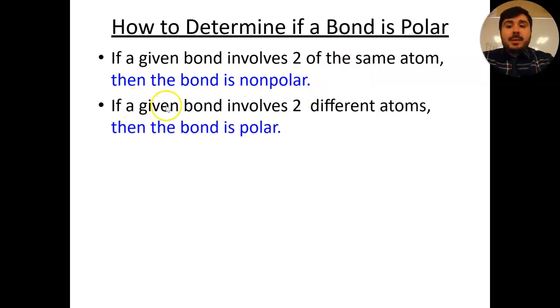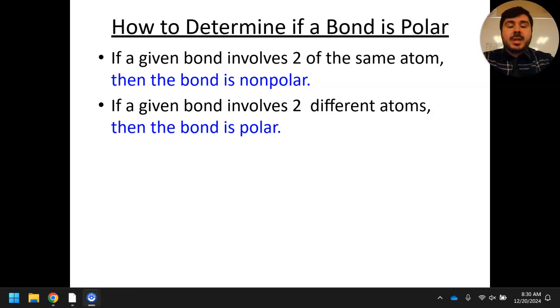That's it. If a given bond involves two different atoms, then the bond is polar. I'll throw a couple examples at you. Let's go back to an example we already did. Let's say we've got O2. What is the polarity of the bond between this oxygen atom and this oxygen atom in the molecule O2? Well, it's two of the same atom across that bond, so it's going to be nonpolar.